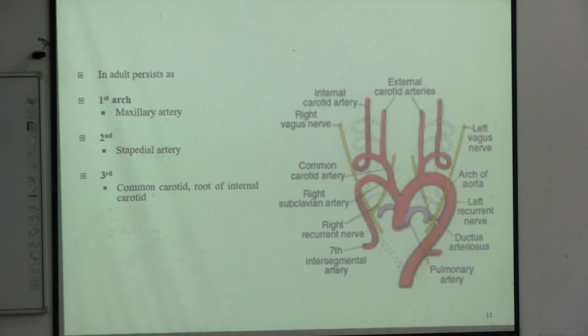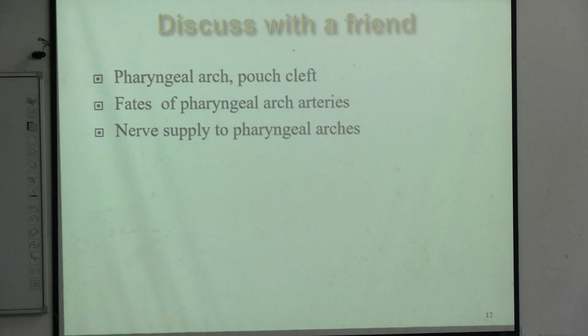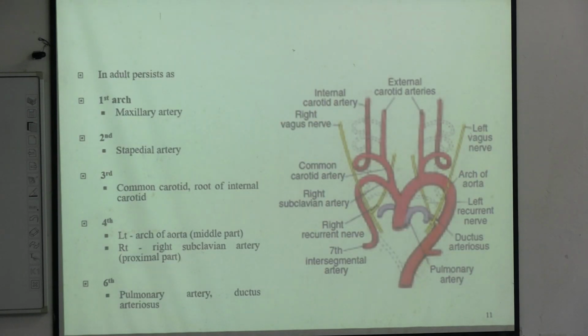Now, third, it forms the common carotid artery and the beginning of the internal carotid arteries. So this partly forms the carotid artery on the right side and left side, and the beginning of the internal carotids. 4th and 6th, they make large contributions in our adult bodies. The fourth one creates the middle portion of the arch of aorta.